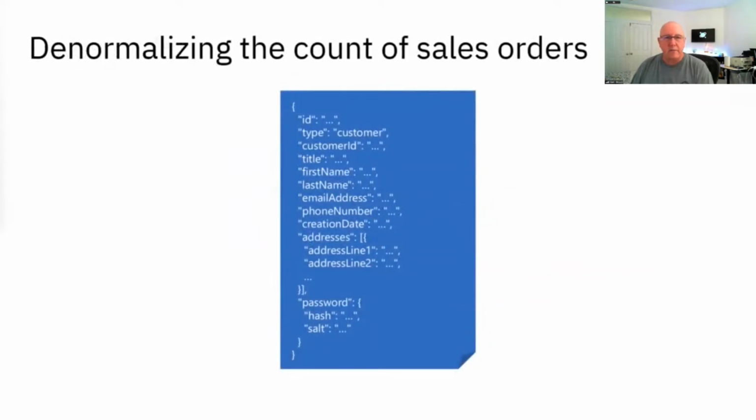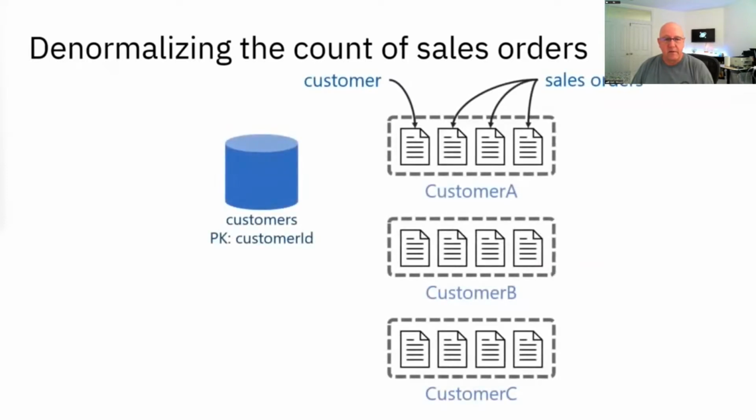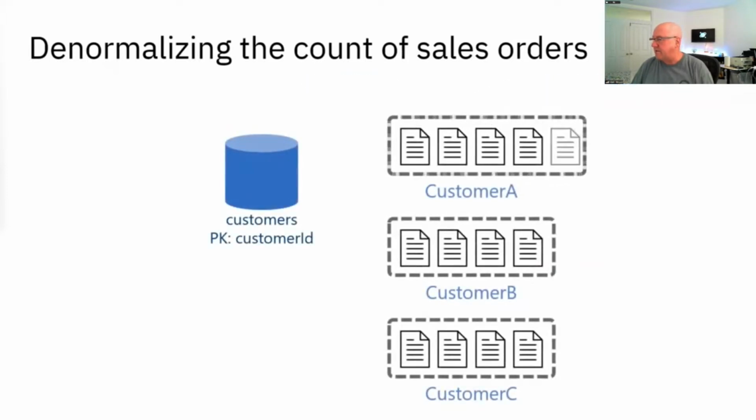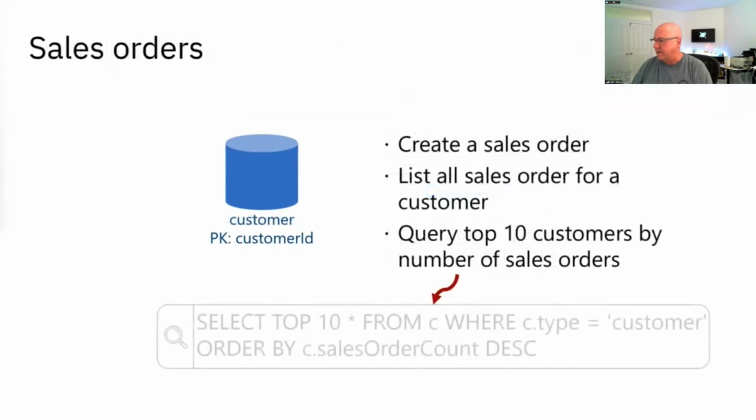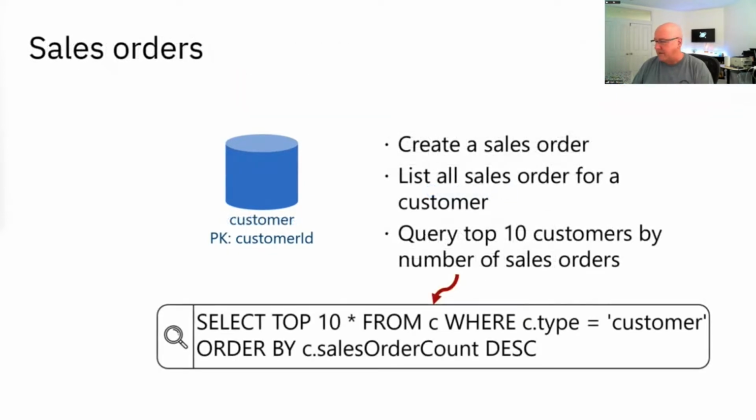So again, I'm going to denormalize my data. I'm going to denormalize and materialize the count of sales orders for each customer, and stick it in the customer document. What I want to achieve is that each time I add a new sales order, I then increment and update the sales order total for the customer. Now I could write a query like this: select top 10 from C where C.type equals customer. Remember that discriminator property. Then order by C.salesOrderCount in descending order.